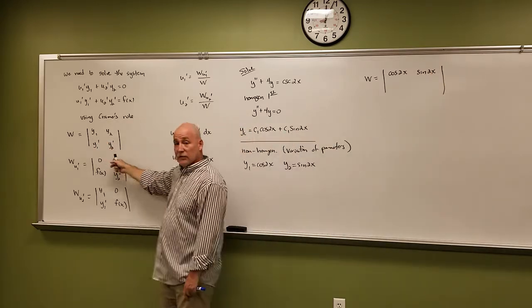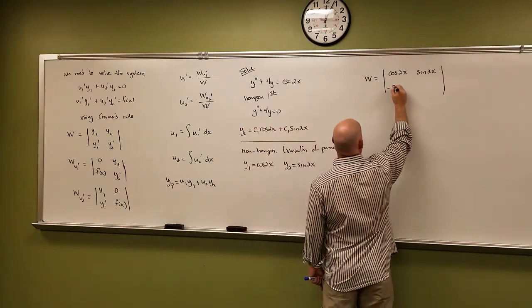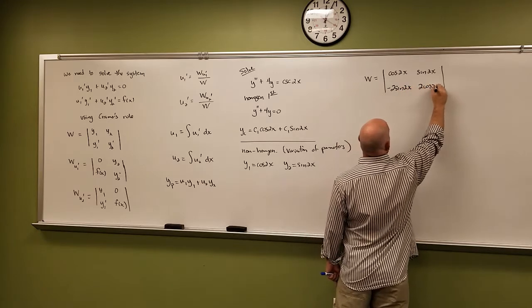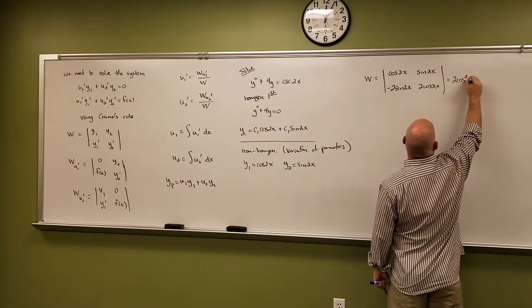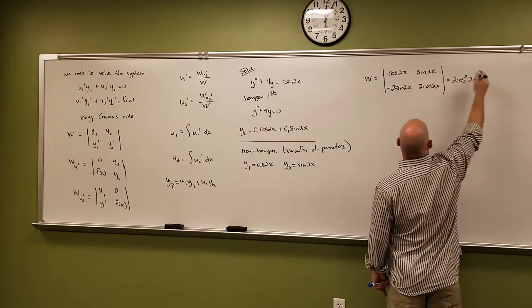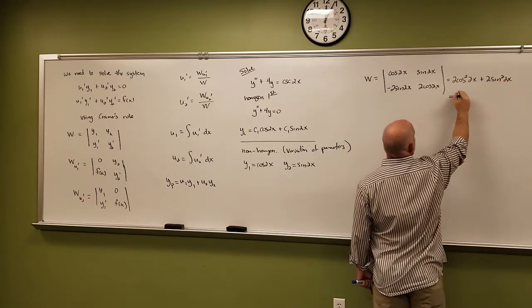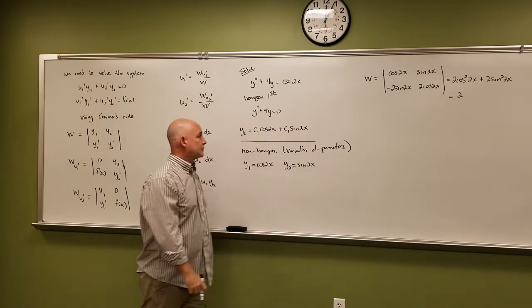And as you see the next row, that's our two functions. Our next one's just going to be the derivative of this, exactly like the Wronskian. That's why we're using W. So it's going to be negative 2 sine 2x and 2 cosine 2x. So that's 2 cosine squared 2x plus 2 sine squared 2x. Well, that's just 2, right? Factor out the 2 and you get sine squared plus cosine squared.